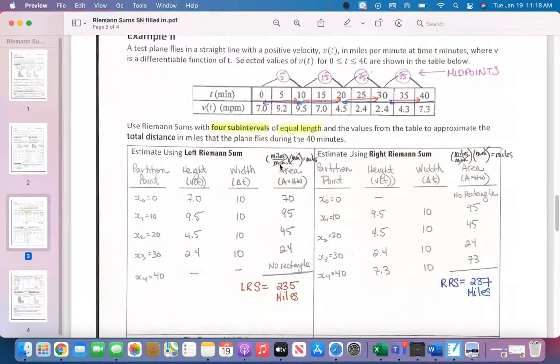So I have miles per minute times minute. Well, the area then, when I multiply those units together, is going to be miles, because the minutes in time are going to cancel with the minutes at the bottom of my miles per minute here. So I can see how the units actually just confirm that when I find the area of each rectangle, I'm actually finding a distance in miles. Okay?